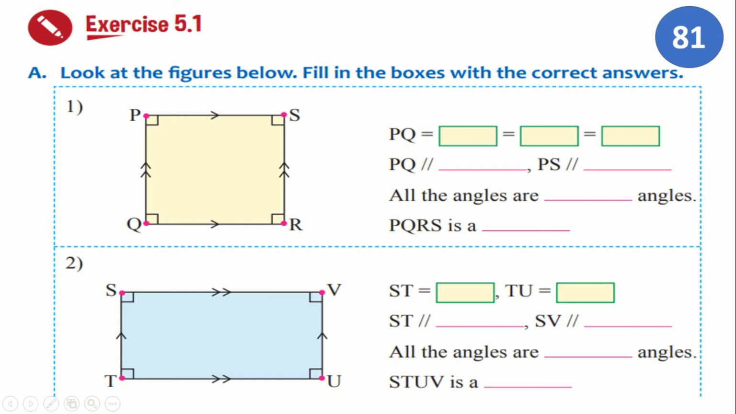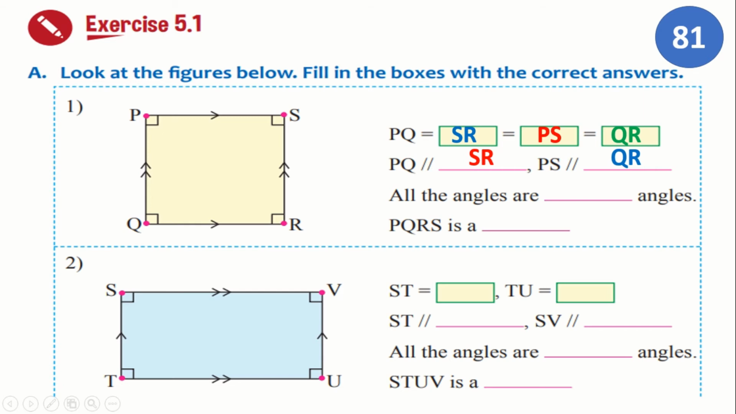PQ and SR are parallel. Then PS and QR are parallel. PQ, the left side, is equal to SR. Then SR is equal to PS on the top, and then QR. All the sides are equal. PQ is parallel to SR, PS is parallel to QR.